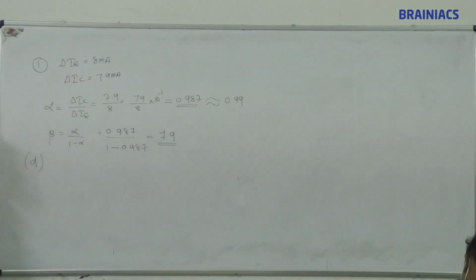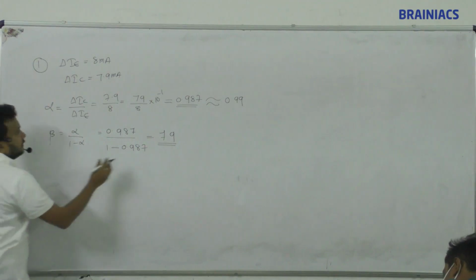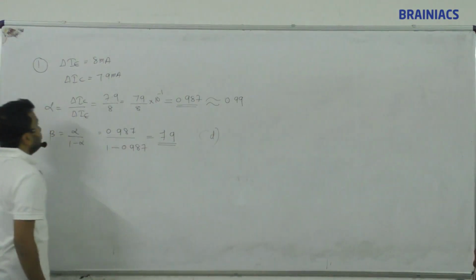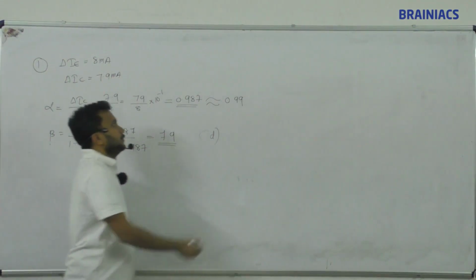Alpha value should be less than or equal to 1. Okay, so option D is the right one for this, question number 1. Okay, let's go to the next one, question number 2.